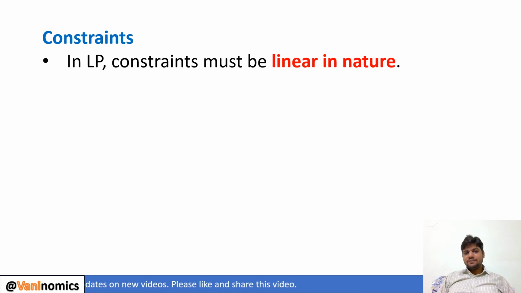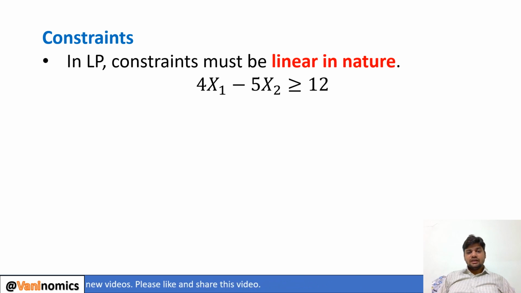Then in LP, constraints must be linear in nature because the definition of linear programming itself says that both the constraint as well as objective function must be linear in nature. So this is by definition. If you want more clarity on what is linear programming, you can see our video also. So 4x1 minus 5x2 greater than equal to 10, this is a linear constraint. We'll have a separate video on what is linear in linear programming.